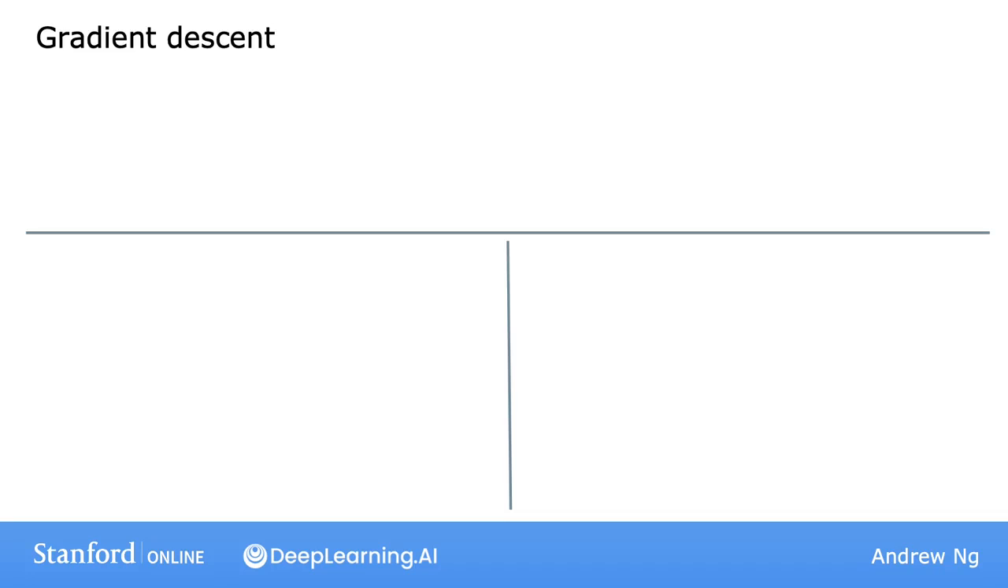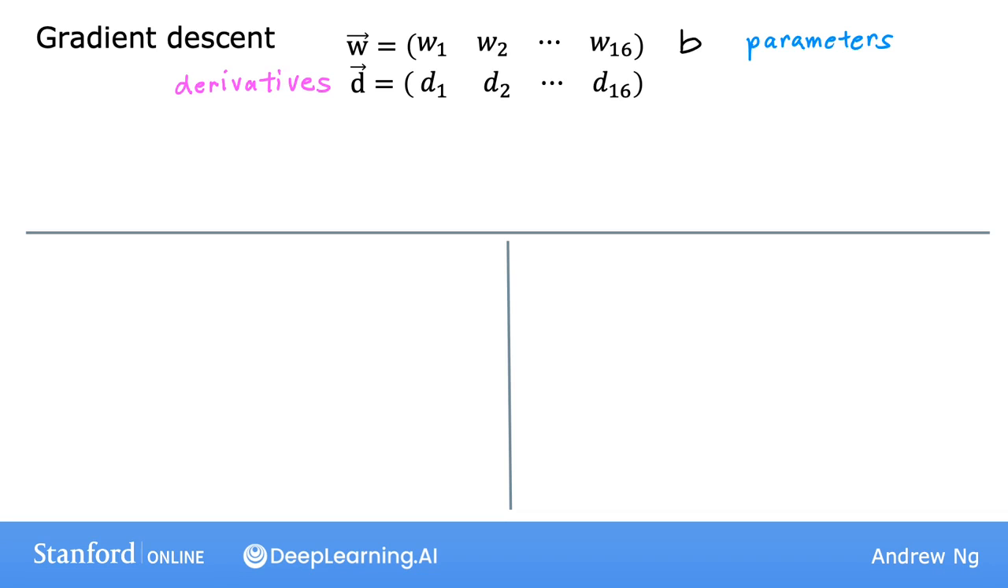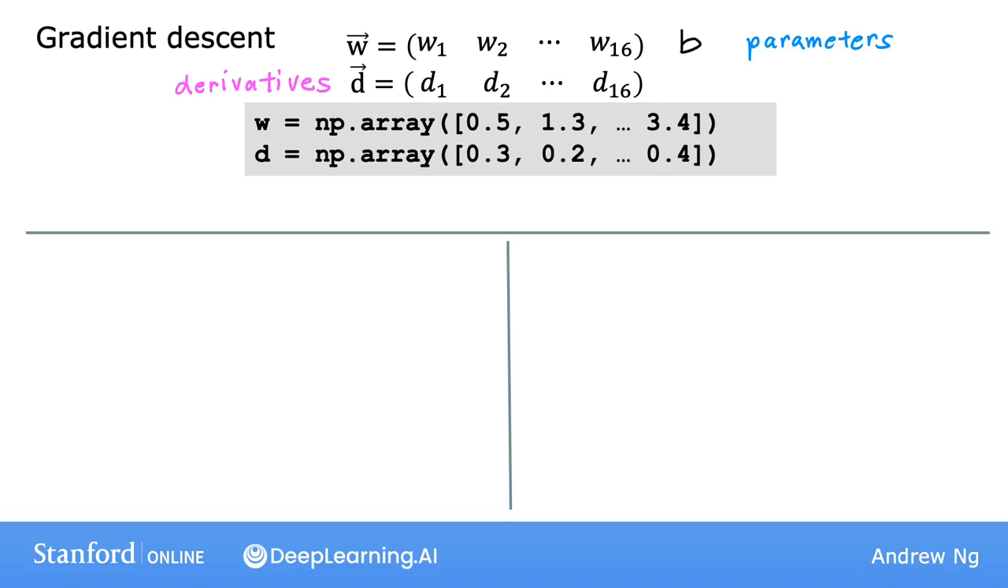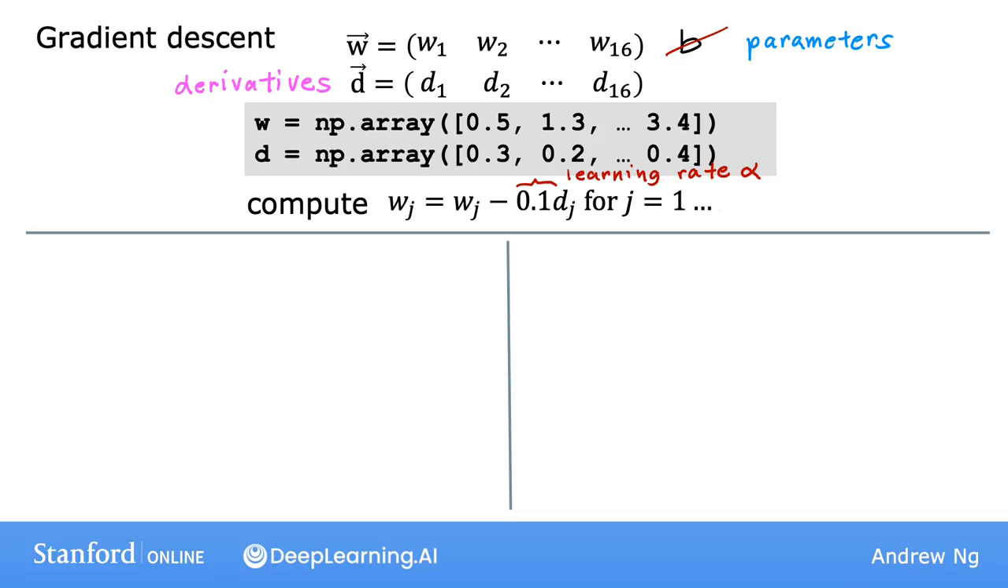Say you have a problem with 16 features and 16 parameters, w1 through w16, in addition to the parameter b. You calculated 16 derivative terms for these 16 weights, and in code, maybe you stored the values of w and d in two NumPy arrays, with d storing the values of the derivatives. For this example, I'm just going to ignore the parameter b. Now, you want to compute an update for each of these 16 parameters. So wj is updated to wj minus the learning rate, say 0.1, times dj for j from 1 through 16.